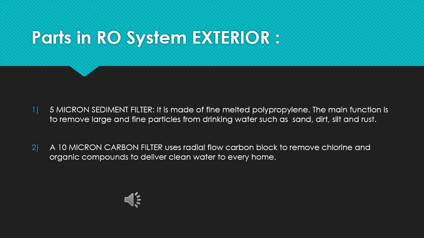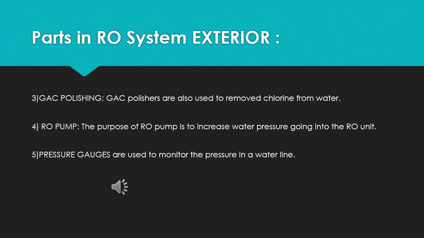Then there are 2 filters to remove chlorine. A 10 micron carbon filter uses a radial flow carbon block to remove chlorine and organic compounds to deliver clean water to every home. Then the granular activated carbon polishers are also used to remove chlorine from water. There are a lot of differences between GAC and carbon block filters, which make one type better suited for certain applications compared to the other. The last part of the RO system is the pressure gauges, which are used to monitor the pressure in a water line.